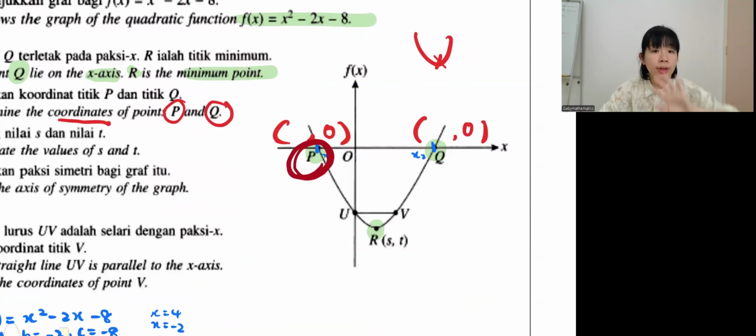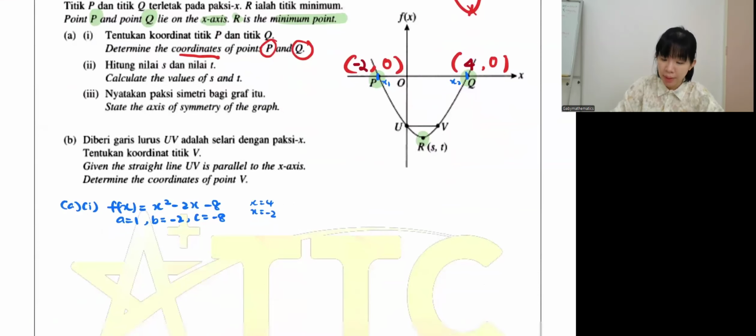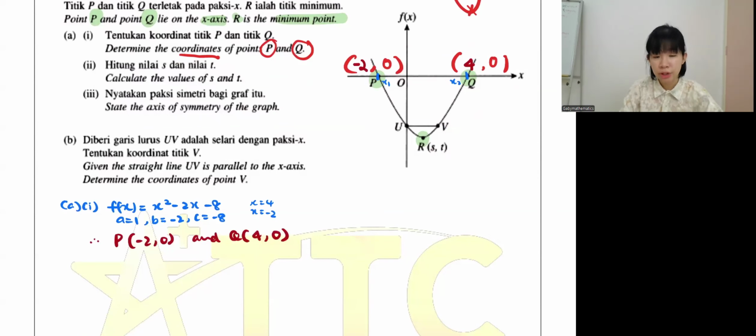P is on the left-hand side of 0, so P should be a negative number, isn't it? So it has to be -2. Q is on the positive side, so Q here must be 4. Logic: negative should be on the left-hand side, positive on the right-hand side. So the coordinate for P is -2, 0, and the coordinate for Q is 4, 0. You just write the coordinates, you get 2 marks.